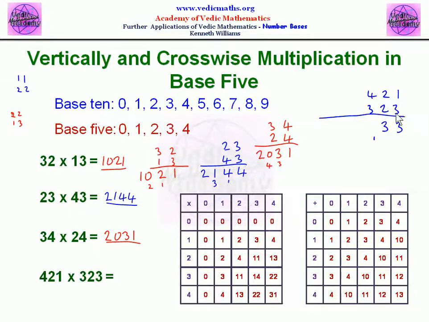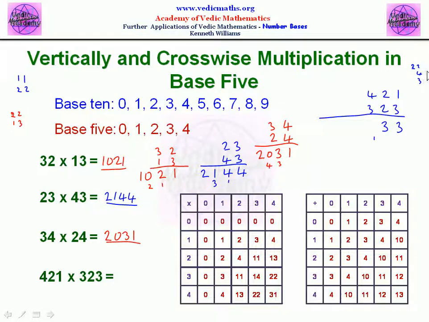The next step is to multiply the 4 by the 3, the 2 by the 2, and the 1 by the 3. So I'm going to write the steps out to make it absolutely clear. So 4 times 3 we know is 22. 2 times 2 is 4. And then 1 times 3 is 3.